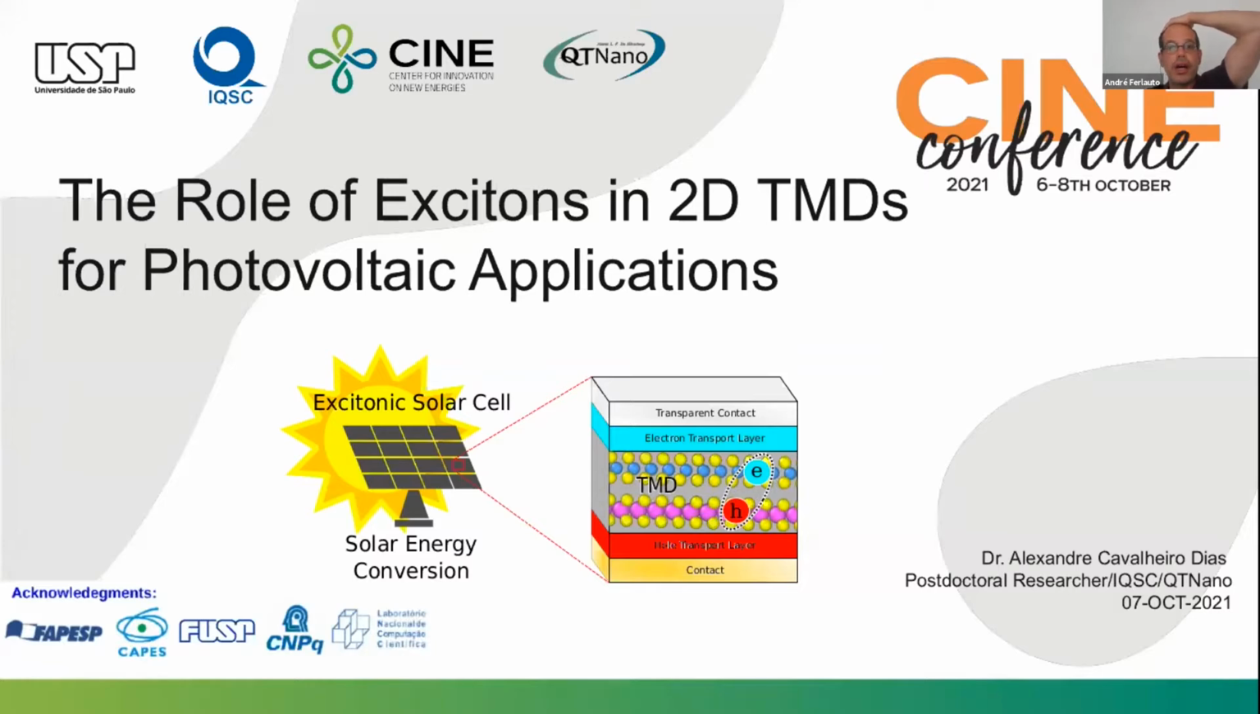Transition metal dichalcogenides for photovoltaic applications. Okay. Hi, thanks for the introduction. Basically, I will talk about the role of excitons in those 2D transition metal dichalcogenides for photovoltaic applications.